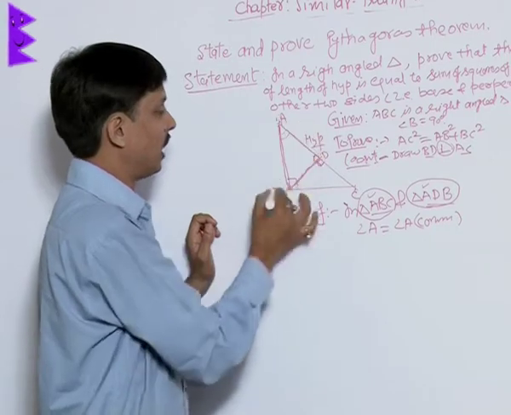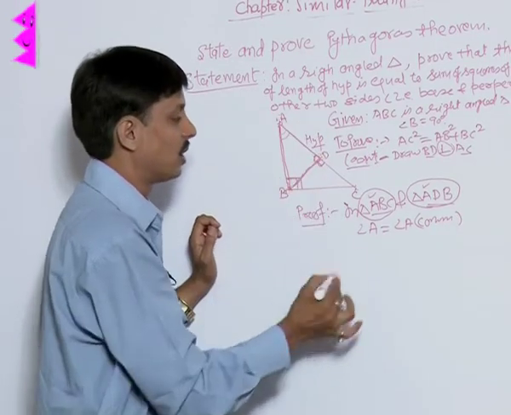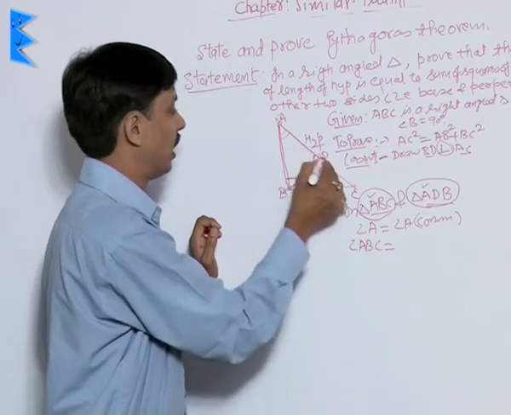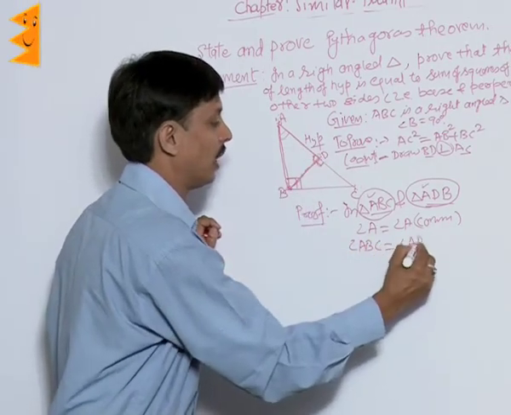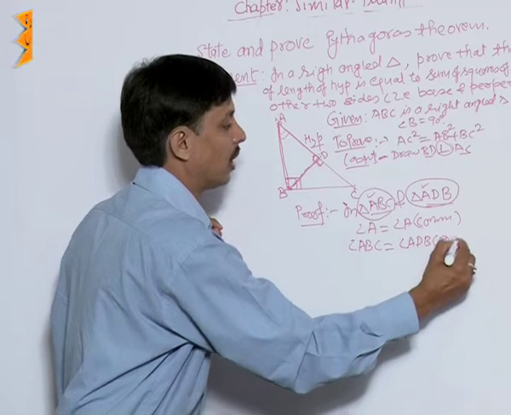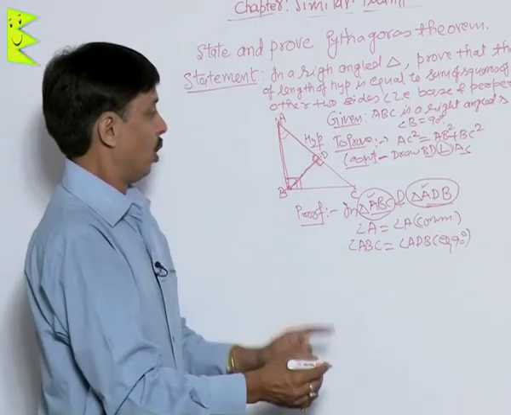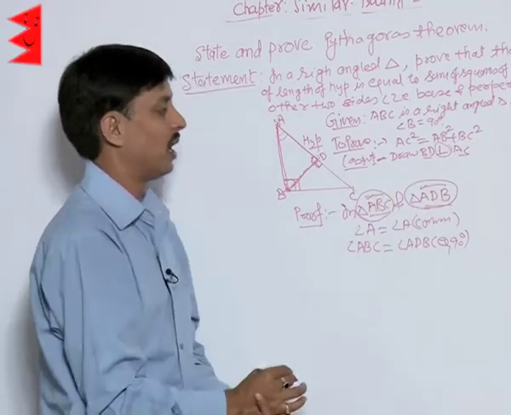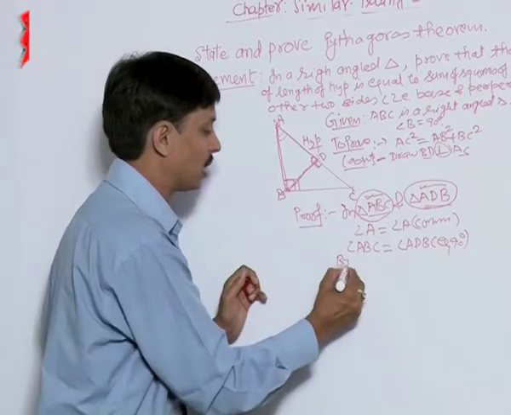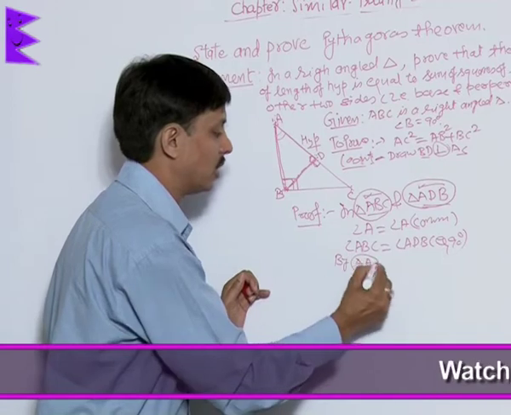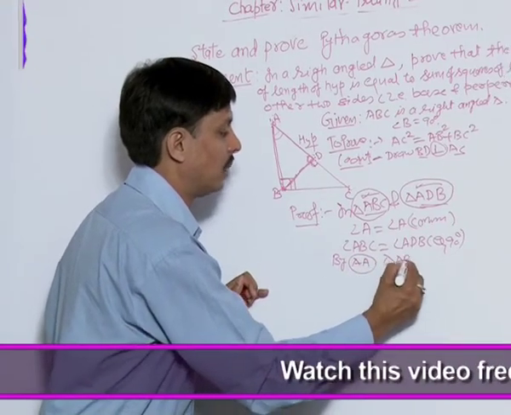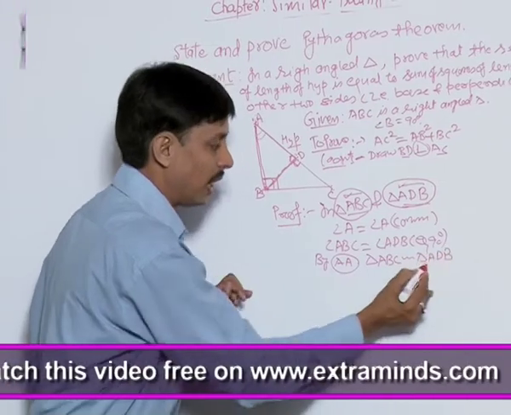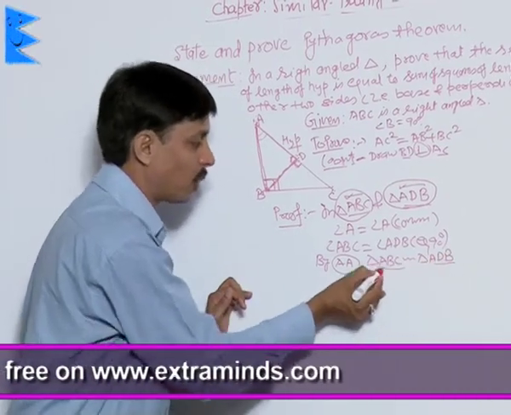Another, in triangle ABC, angle ABC is 90 degrees. We can say angle ABC is equal to angle ADB. Angle ADB, each angle is 90 degrees. Two angles of triangle ABC are equal to two angles of triangle ADB. So we can say by the double A condition that triangle ABC is similar to triangle ADB. ADB is the only name corresponding to ABC.